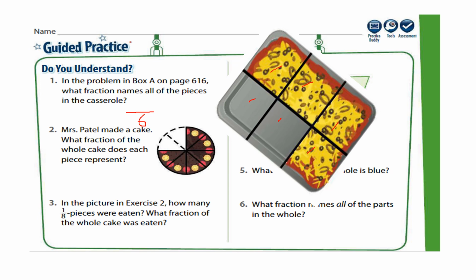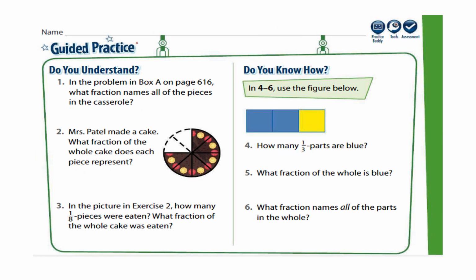Very nice. And the fraction for all the pieces. All pieces means the total number of pieces in the casserole. How many pieces are there? Bravo, it's 6 again. So it is 6 of 6. The fraction is 6 of 6. Very nice. Okay, question 2.